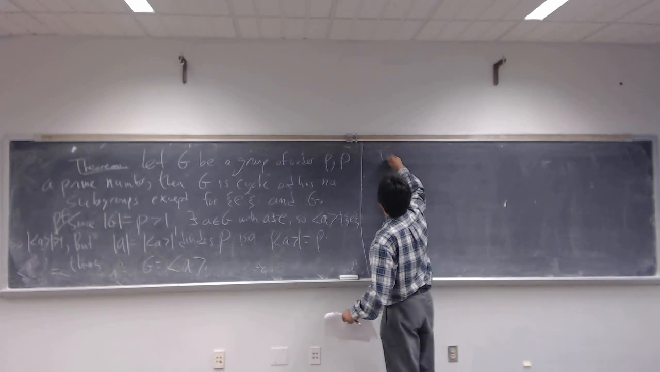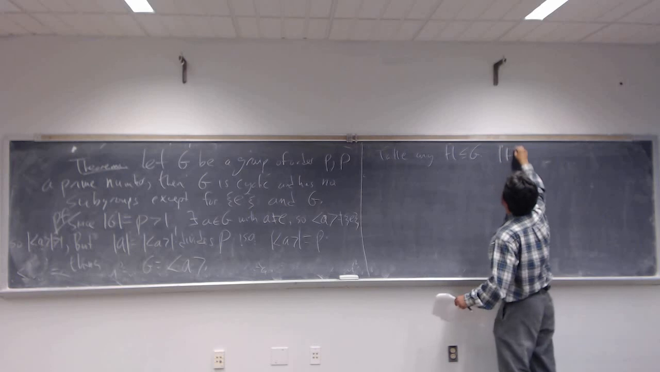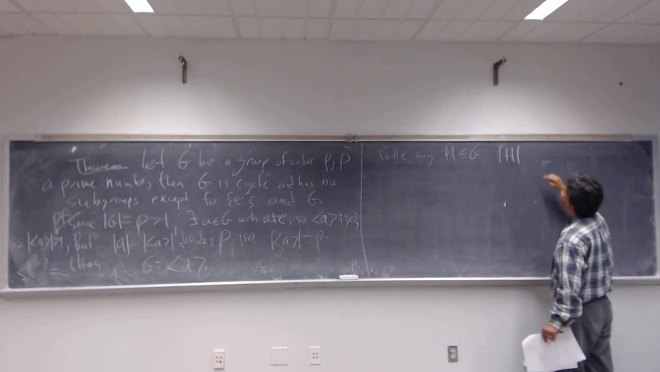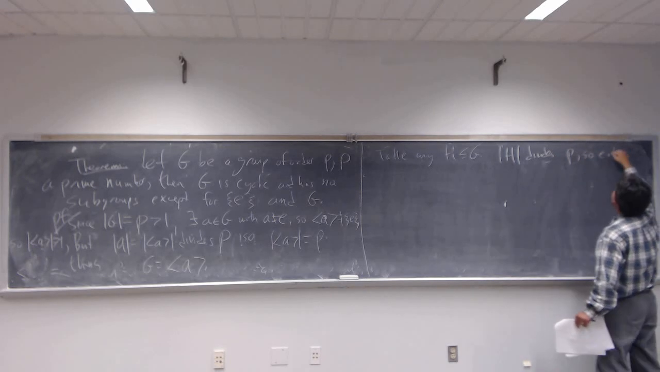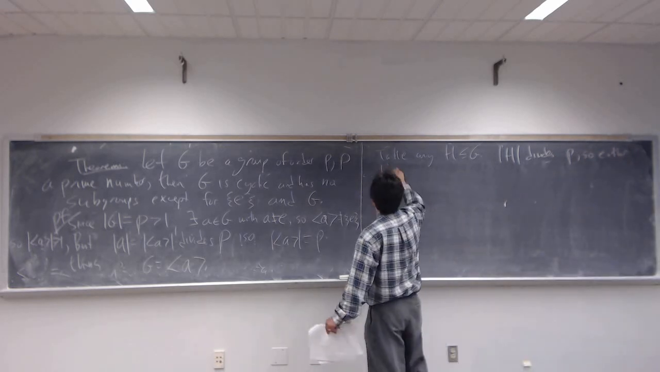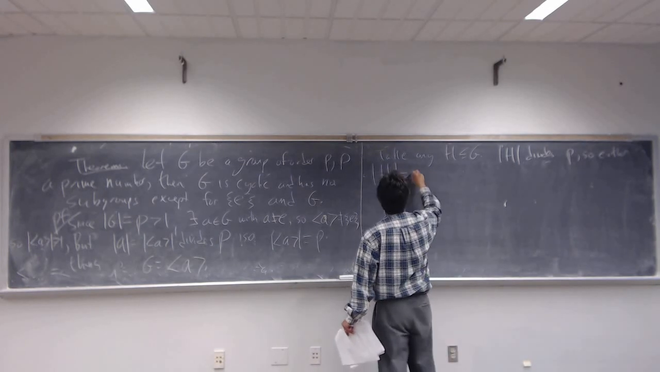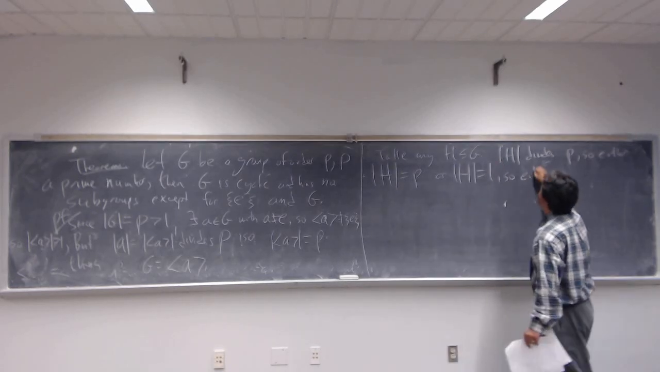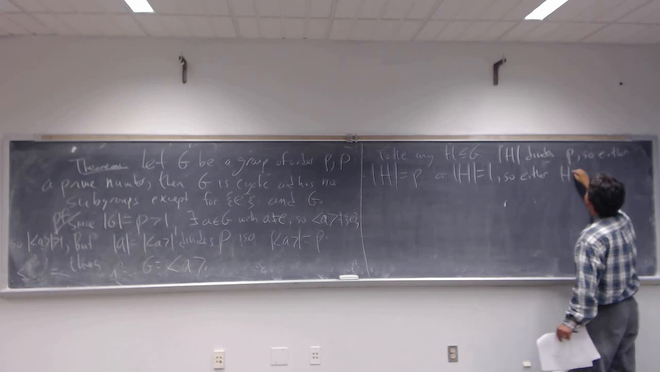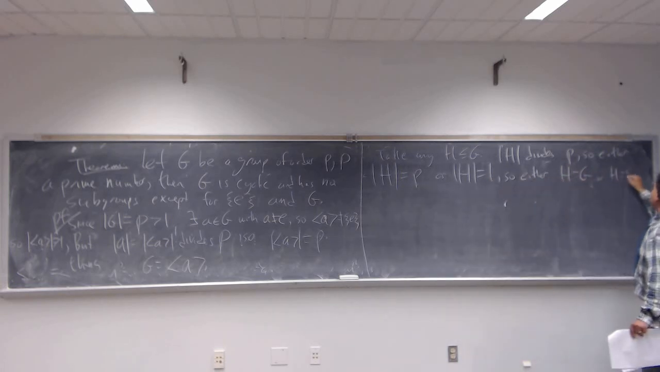So now let's take any subgroup H of G. The order of H divides the order of G, so the order of H divides P, so either the order of H equals P or the order of H equals 1. So either H is all P elements of the group, or H consists merely of the identity.